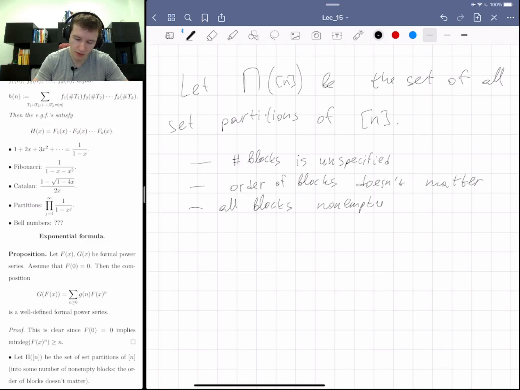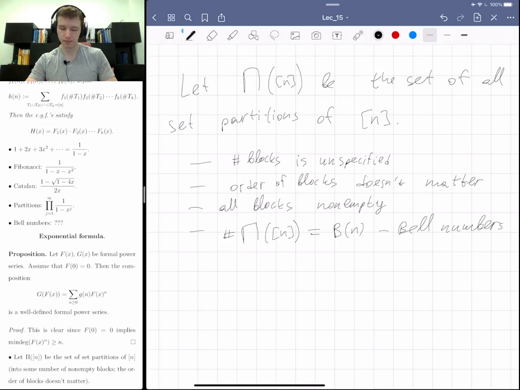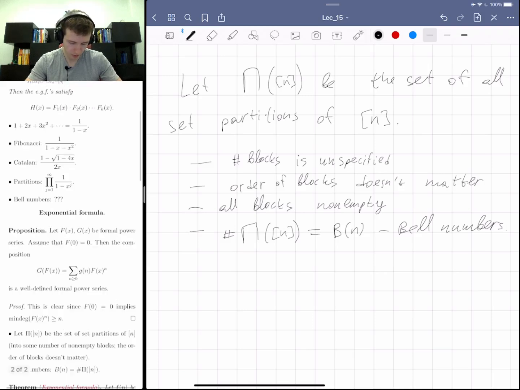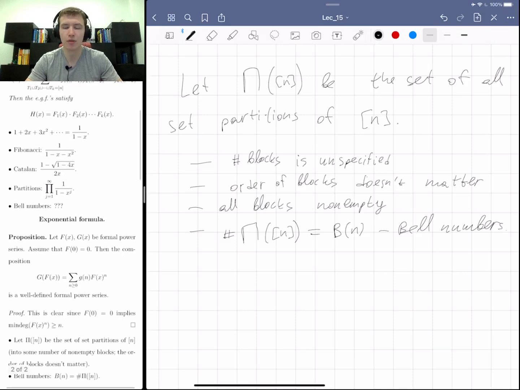So the sequence counted, the number of these set partitions of bracket n, is the Bell number. Does it make sense, or am I saying it right? Okay.